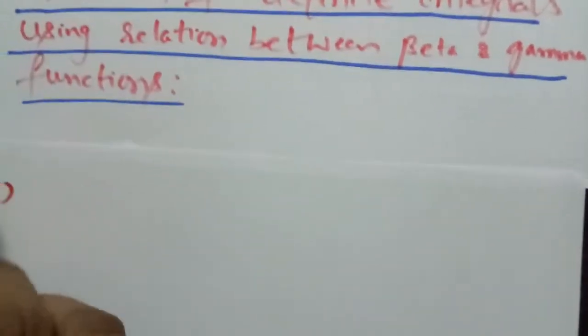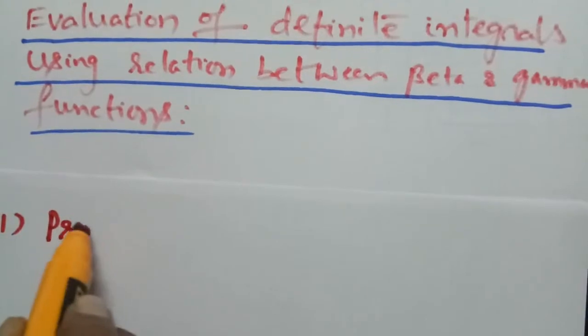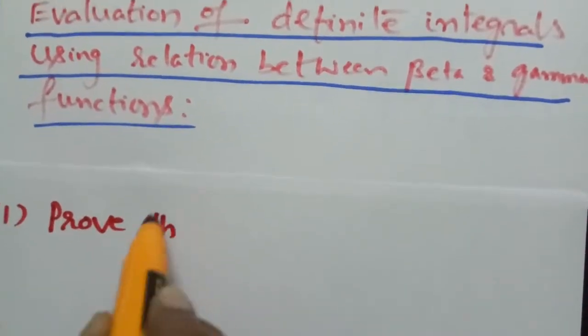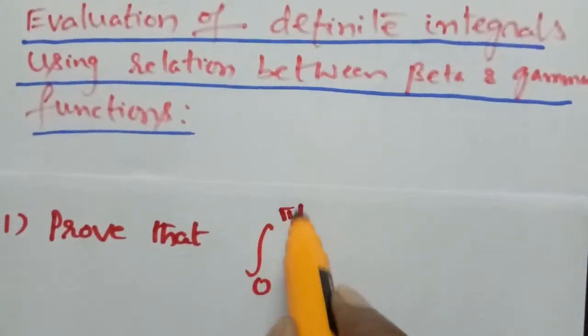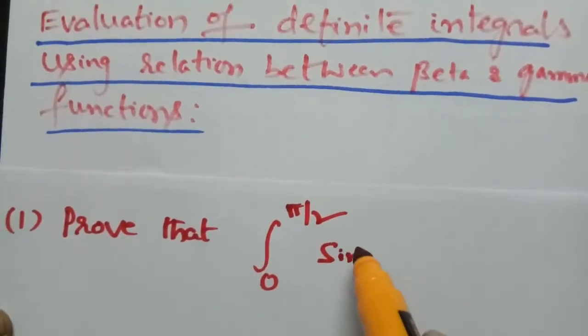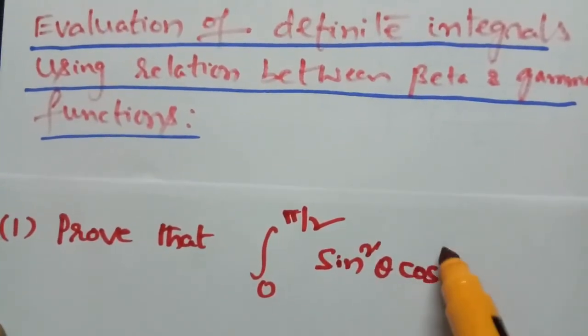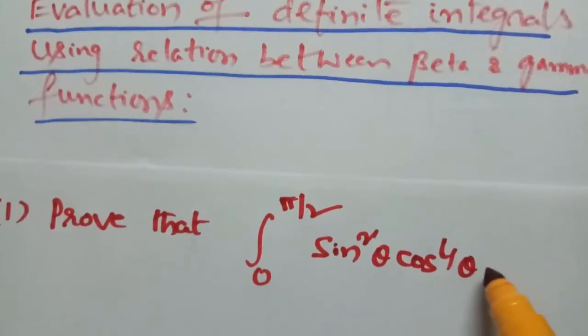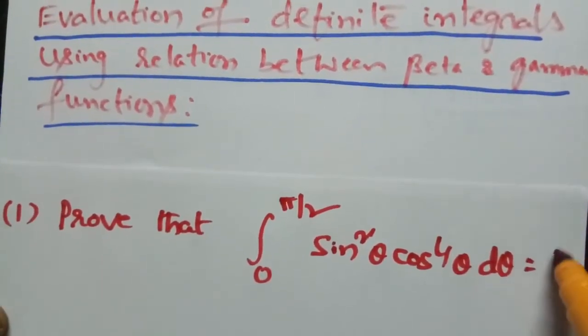Problem number 1. Prove that integral 0 to pi by 2 sine square theta into cos to the power of 4 theta d theta is equal to pi by 32.